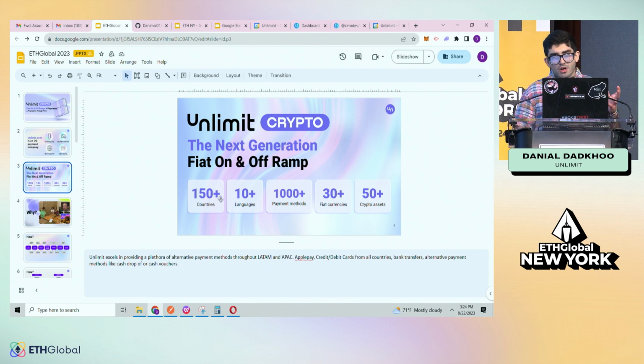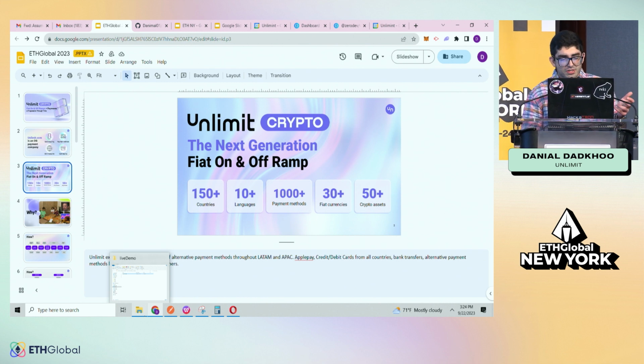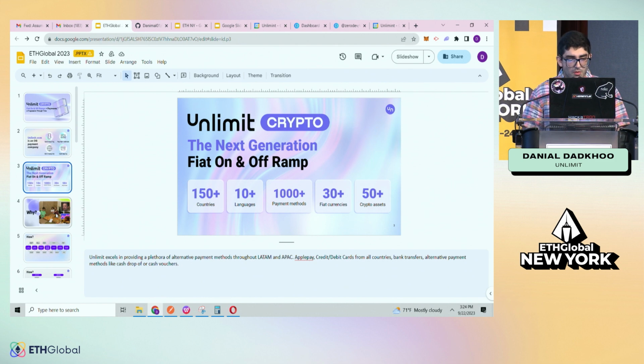And Unlimit started this division, Unlimit Crypto, within the past year and a half. So the idea was to take all of the rails that have been built over the past 15 years and apply them to the crypto world.